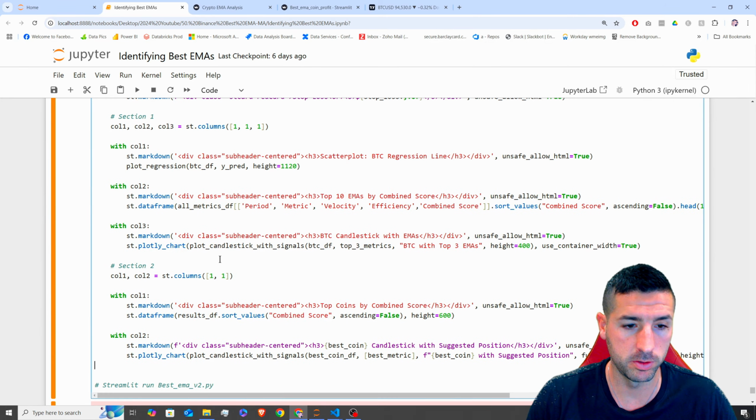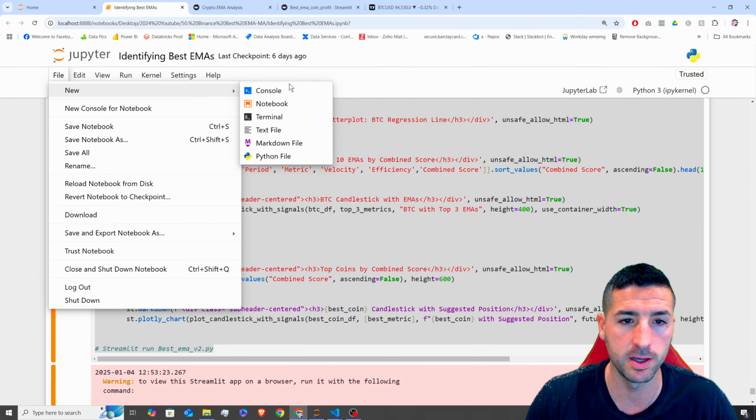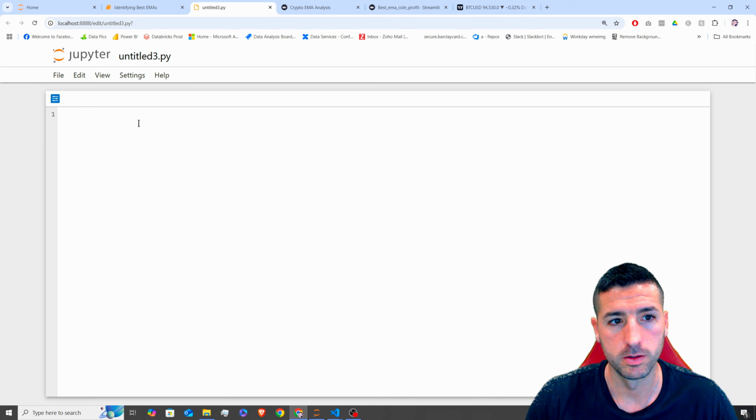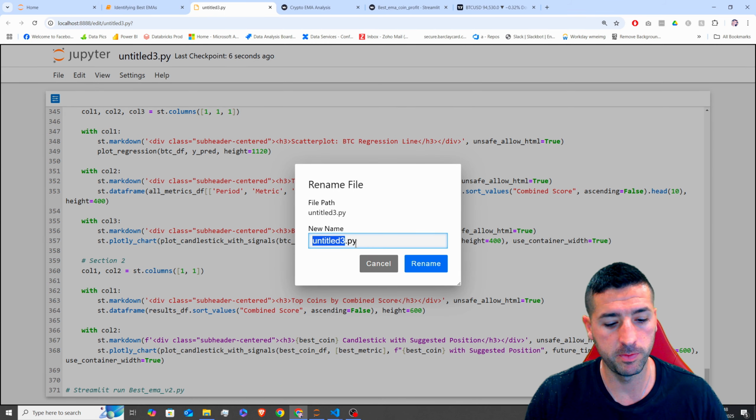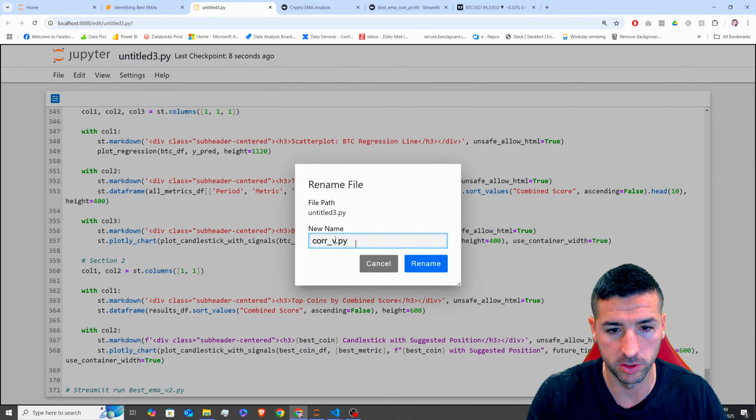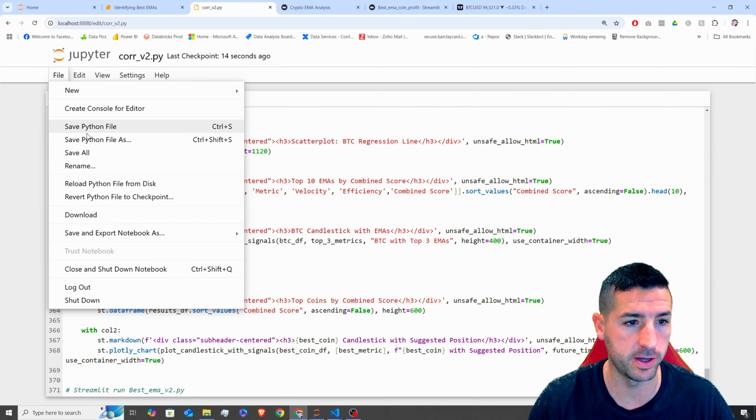So what we are going to do is select everything, copy this, and then paste it in a new Python file. Over here, I'm going to paste it in. Next, I'm going to rename this as correlation v2, for example. Click rename, and then I need to do another save.